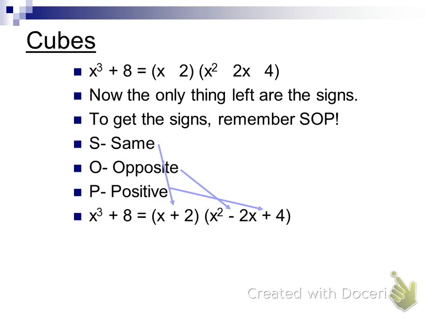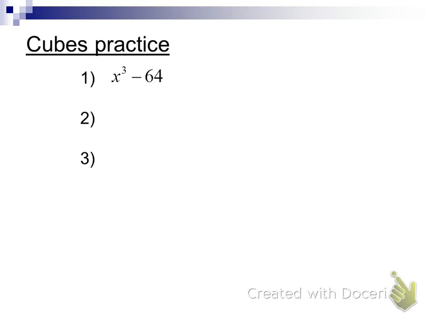So let's talk about the process again. Once you identify that you have cubes, it's a binomial times a trinomial. The binomial is the cube roots. The trinomial: square, multiply, square. Signs are same, opposite, positive. Okay, let's put this algorithm to use in a couple of examples and we'll be done for the day.